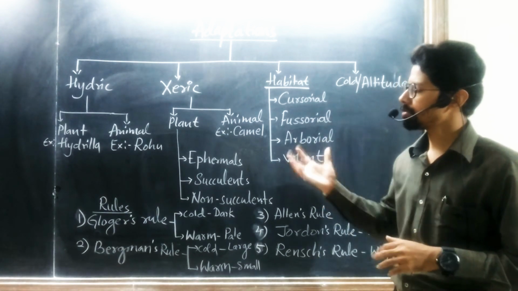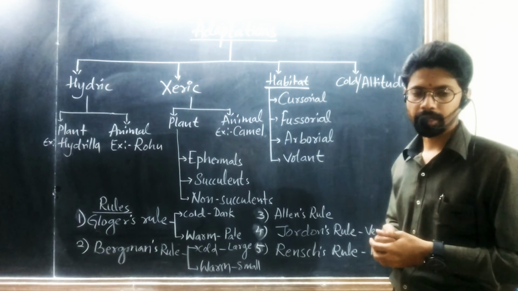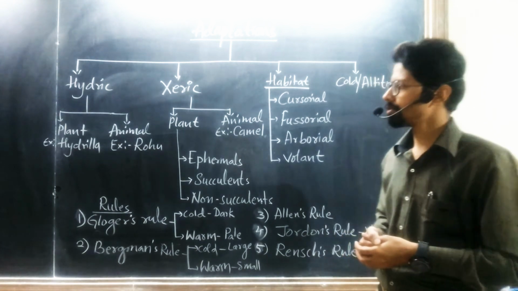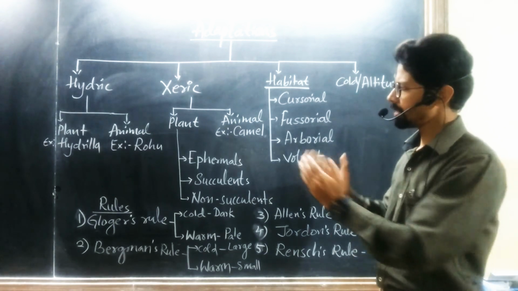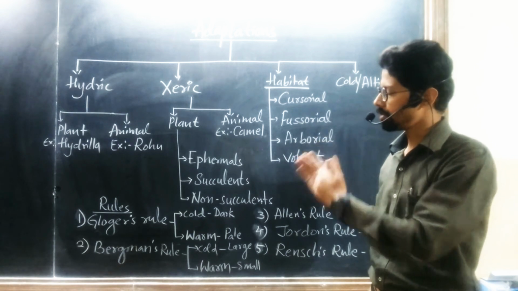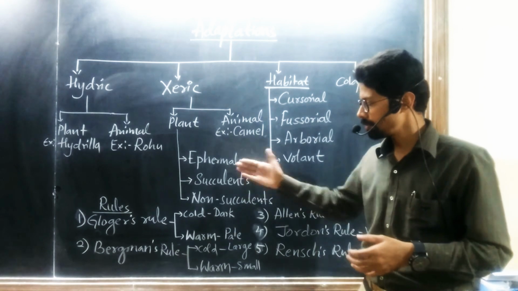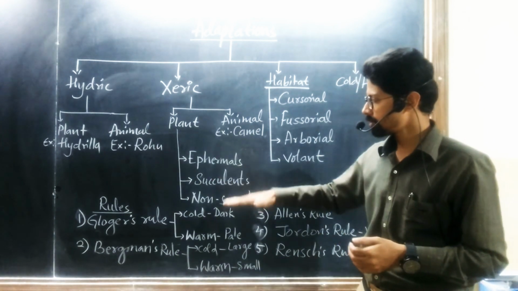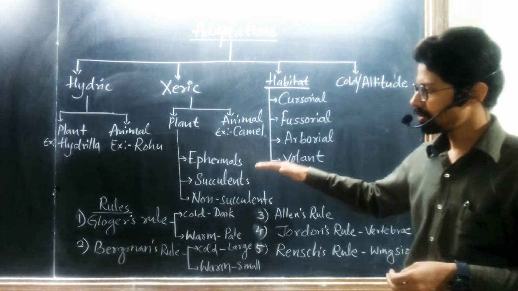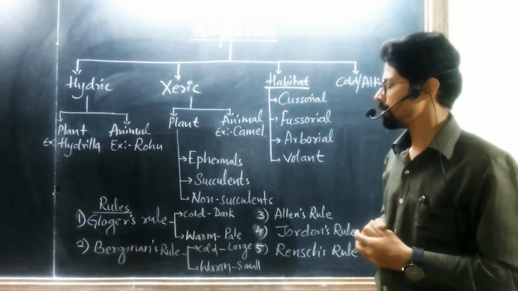That's it. Now coming to xeric adaptations. Xeric means drought adaptations, adaptations to dry conditions. We call it xeric adaptation. Again we can subdivide that part into plant and animal. In plants we have xeric adaptation with respect to three important categories: ephemerals, succulents and non-succulents. Ephemerals are also called drought evaders or drought escaping plants.